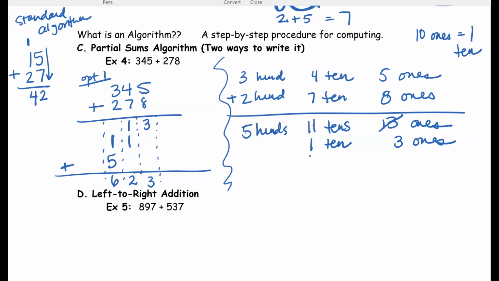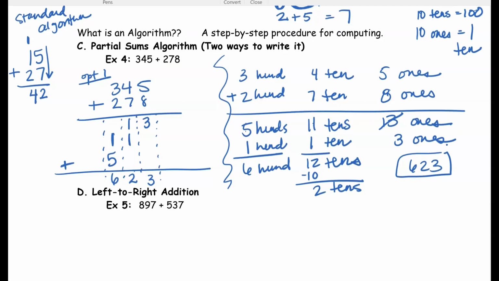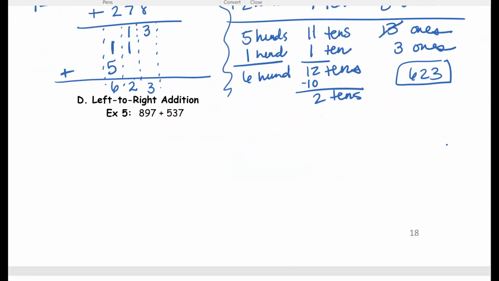And then 11 and 1 is 12 tens, okay? We know that 10 tens equals 100. So let's add another 100 over here, and we'll take off 10. So 10 tens is 100. So we put 100 in that left category, and we're left with 2 tens. 5 and 1 is 6 hundreds. So we're left with 6 hundreds, 2 tens, 3 ones, so 623, same answer. Okay. This one definitely, I don't prefer that one as much. It's a lot of writing with kids, but just, you know, it's good to see some other options.